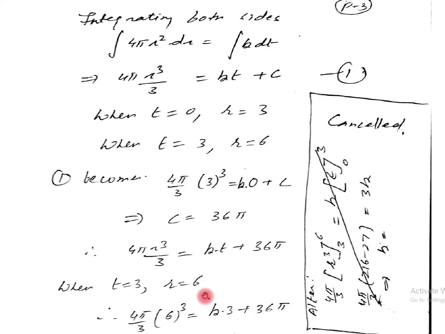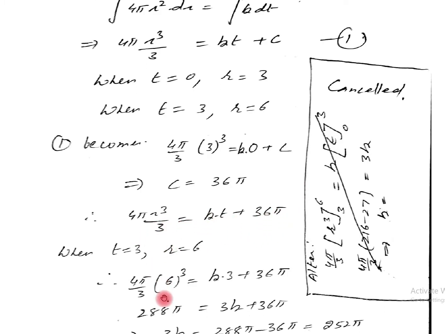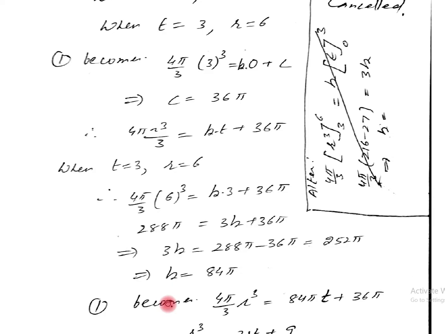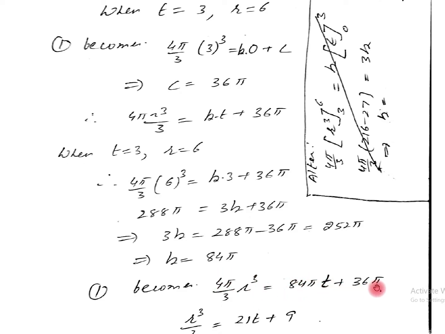Then applying the second condition, when t equal to 3, r equal to 6. Applying this condition here, we are getting the value of k. Simplifying, we are getting k equal to 84 pi. Now putting the value of k and the value of c in equation 1, it becomes 4 pi by 3 r cube equal to 84 pi into t plus 36 pi.